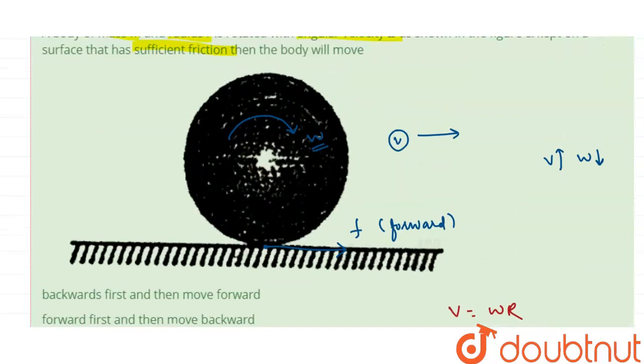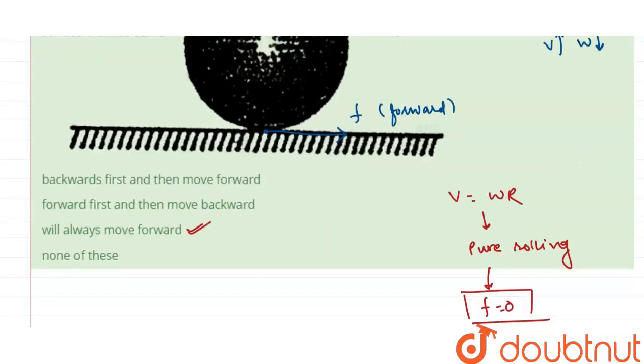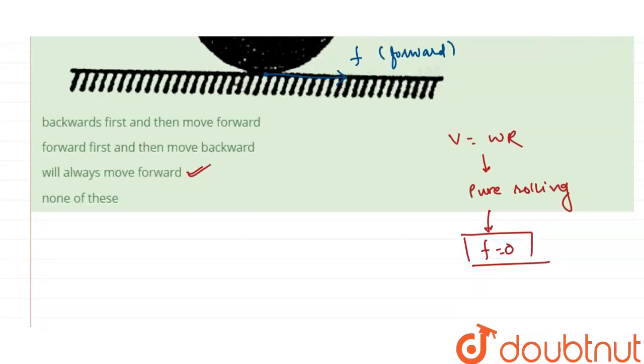And in the question they are saying that friction is sufficient. That means this friction is sufficient to reach the condition v equals omega r, and this is the condition of pure rolling. At this condition the friction stops working on the body, and now the body is always moving in the forward direction. Okay, thank you.